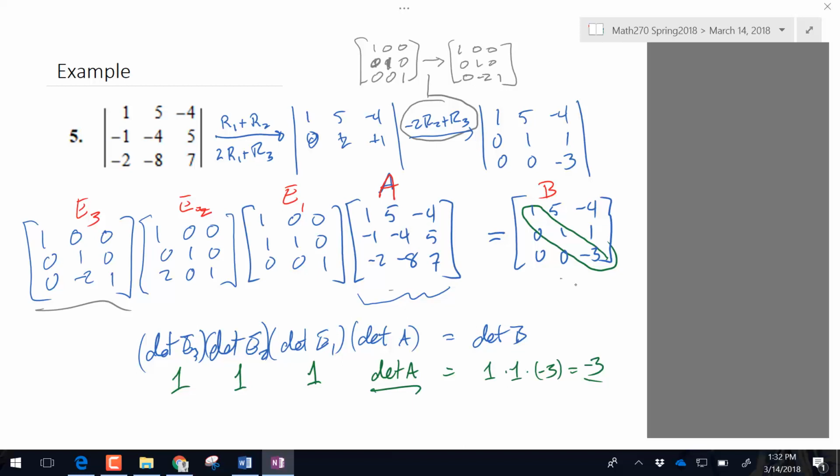What is the benefit to, say, stopping when you're just in echelon form to find the determinant of that matrix versus carrying it all the way down to the identity, in which case the determinant would change?